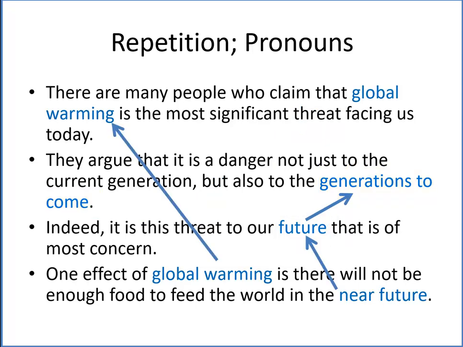And then the final sentence links to the rest through the repetition of global warming and future. Here's the whole paragraph. Read it again, noticing how these repetitions, which include direct repetitions and pronouns and synonyms, help one to understand the message as a whole.